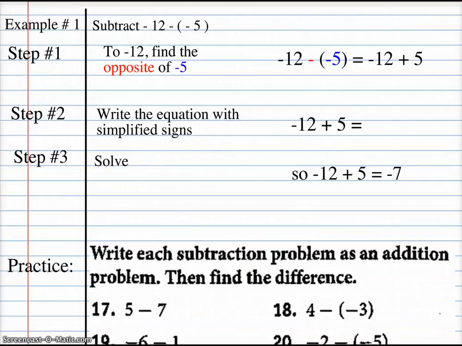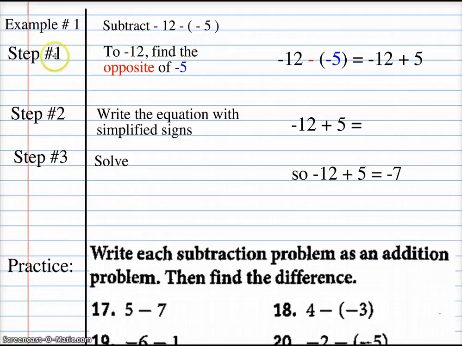Okay, so I'm not much for giving explicit directions, but I think it might be helpful in working with positive and negative numbers. Okay, so here's our original equation. Subtract negative 12 minus negative 5. A whole bunch of negatives in there. And I kind of want to clean things up and simplify some ideas.